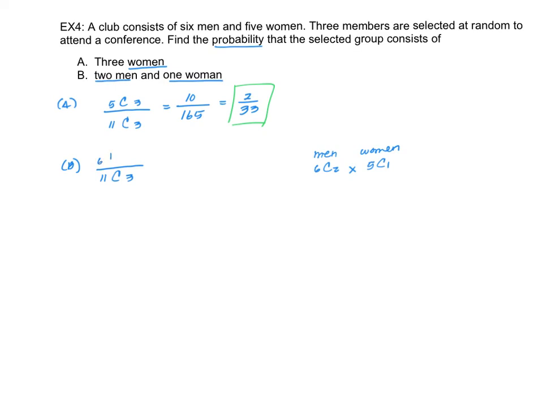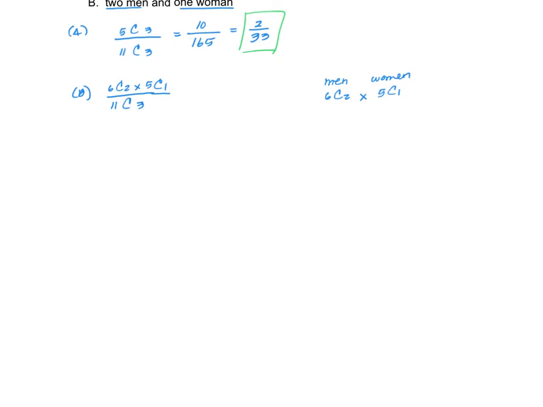So 6C2 times 5C1. That gives me, I'll do it down below here, 15 times 5, and the denominator is still 165. So I get 75 over 165, which I would reduce to 5 over 11.